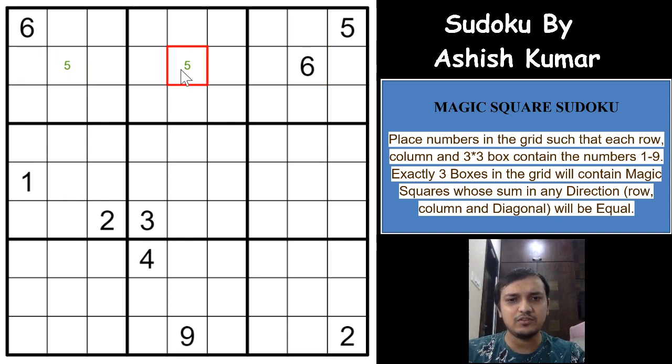Because you need to have 5 in the middle, which means one of these 3 boxes will be a magic square, one of these 3 boxes, and one of these 3 boxes. Same way, one of these 3 boxes will be a magic square, one of these 3, and one of these 3, right? So these are the facts that help us to solve a magic square Sudoku.